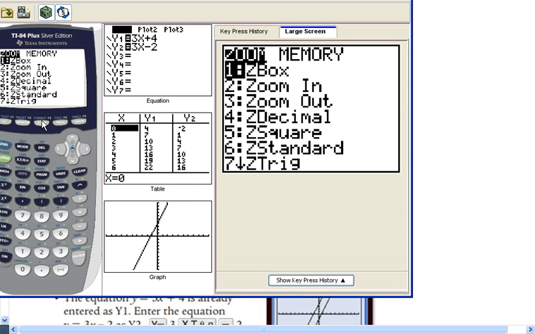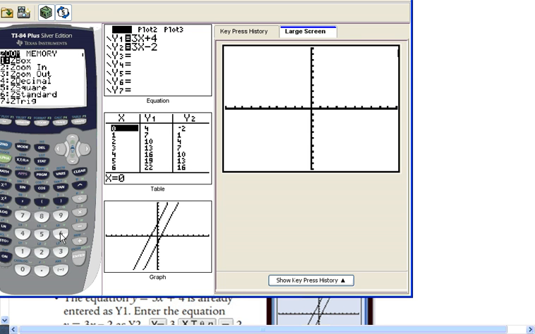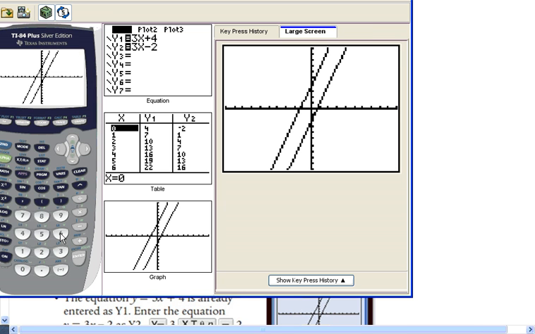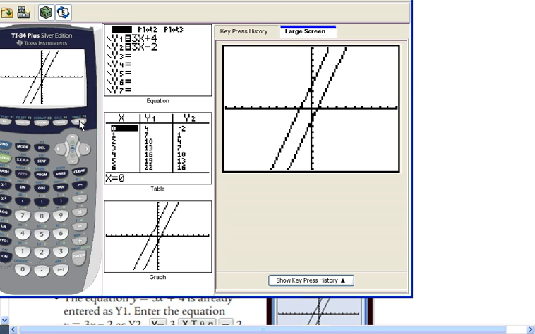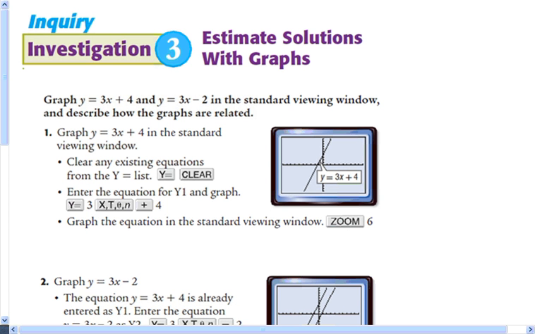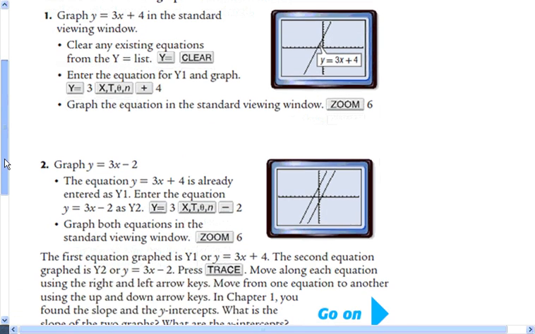Okay. And it says to put them in a standard viewing window. That would be Zoom number 6, standard. And just so you know for future what the standard window is, I'll just press my window button right now, and you'll see that the standard window has x from -10 to 10 with a scale of 1, and same for y. All right, so there's our graph. Now, we have our graphs. We can see that the two lines are parallel.